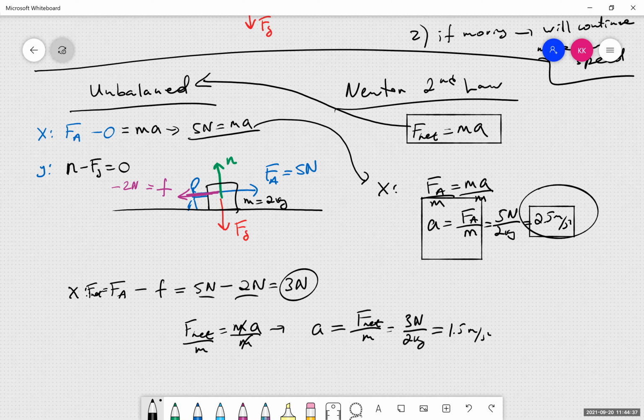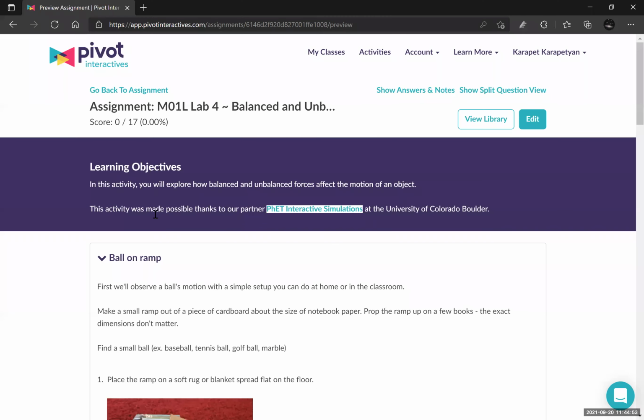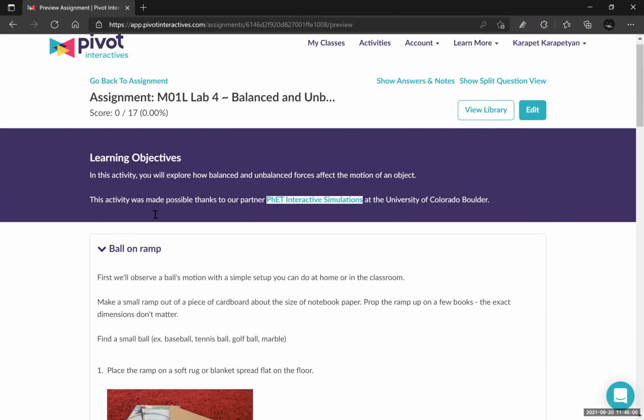Okay. Let's look at the lab itself. The experiment on Pivot Interactives looks at exactly that. So you can see, right? In this activity, you will explore how balanced and unbalanced forces affect the motion of an object. We're going to be using a really nice simulation that's going to help us see balanced and unbalanced forces.